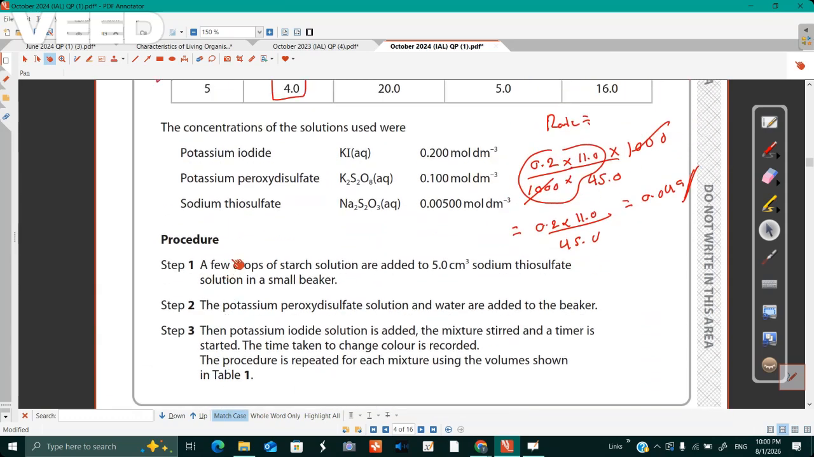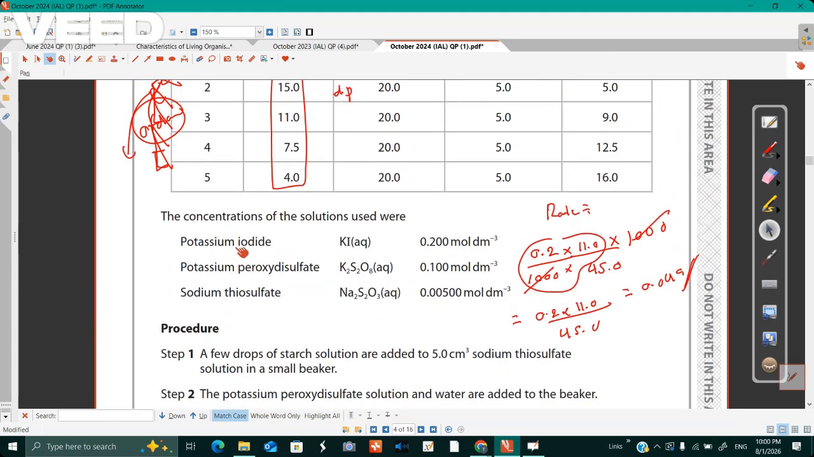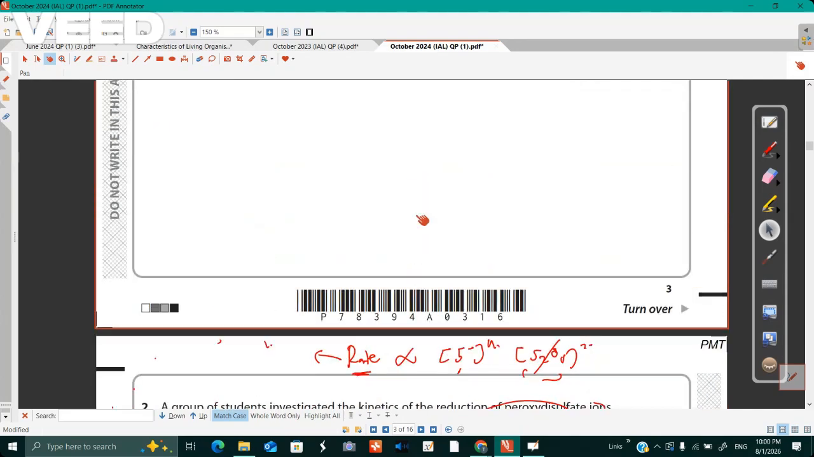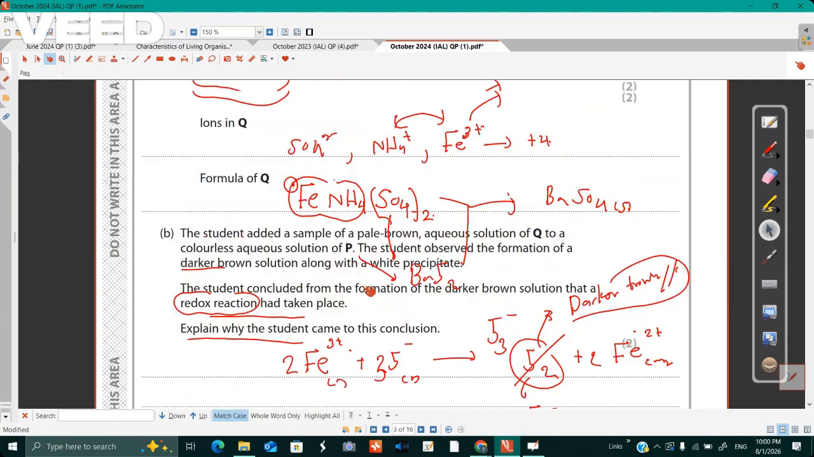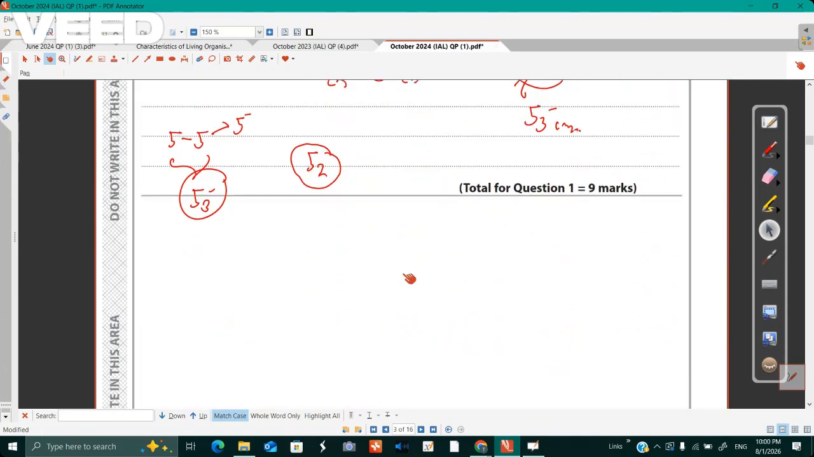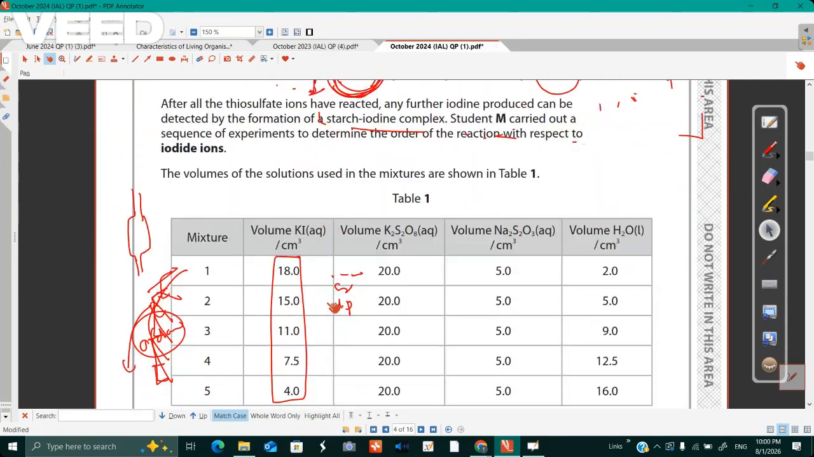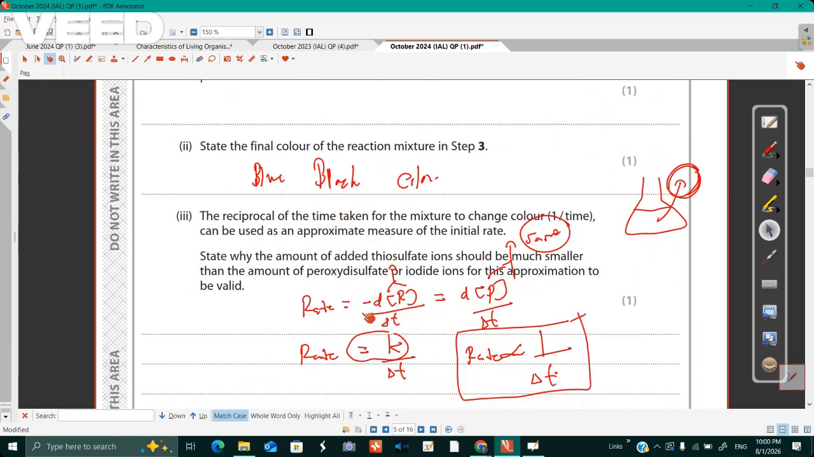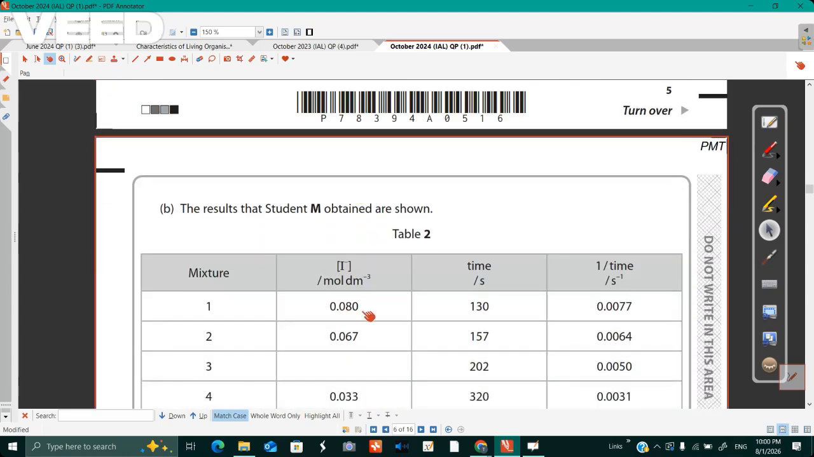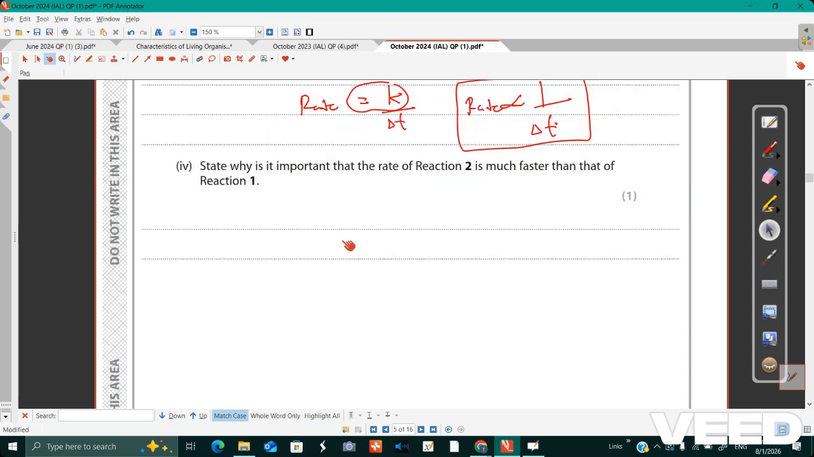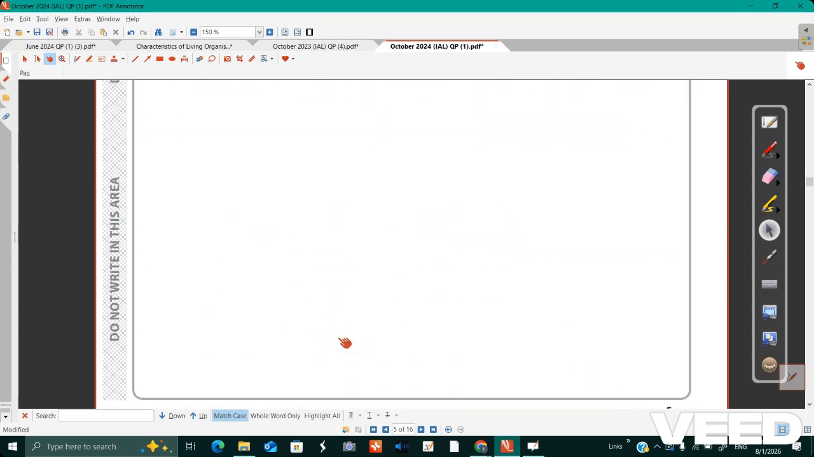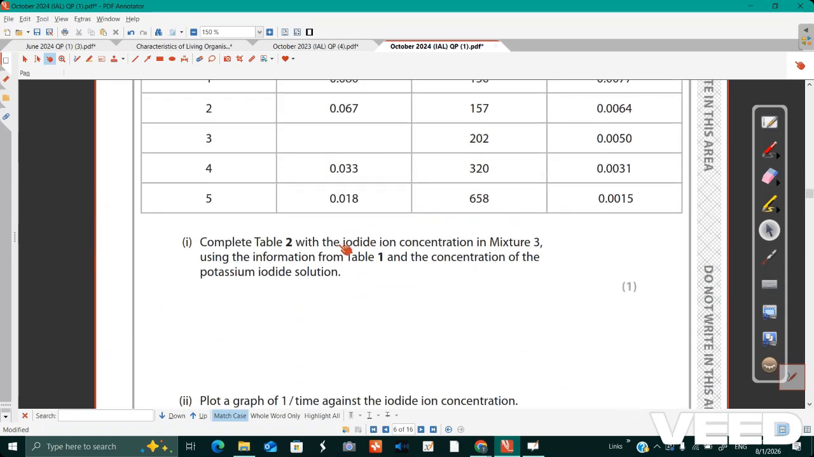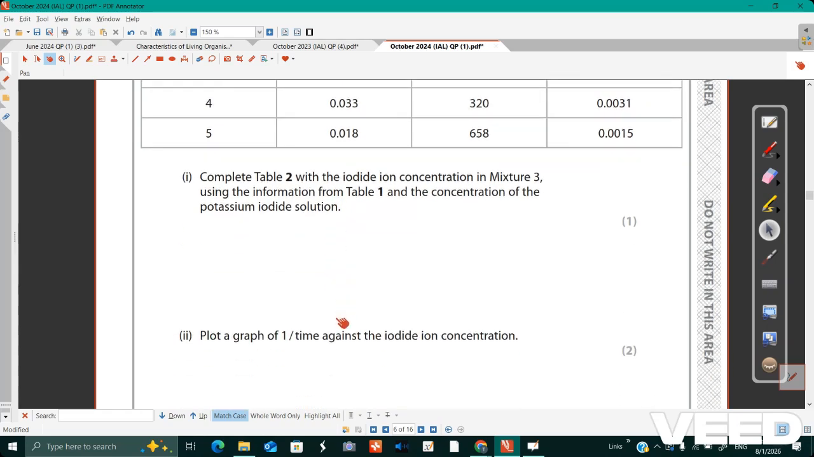So you have to be careful of the significant figures. The concentration is given as 0.2, right? So there's only one significant figure. So let's see here. Three significant figures are there. Then fine, no issue. Right? Three are there. So 0.049.